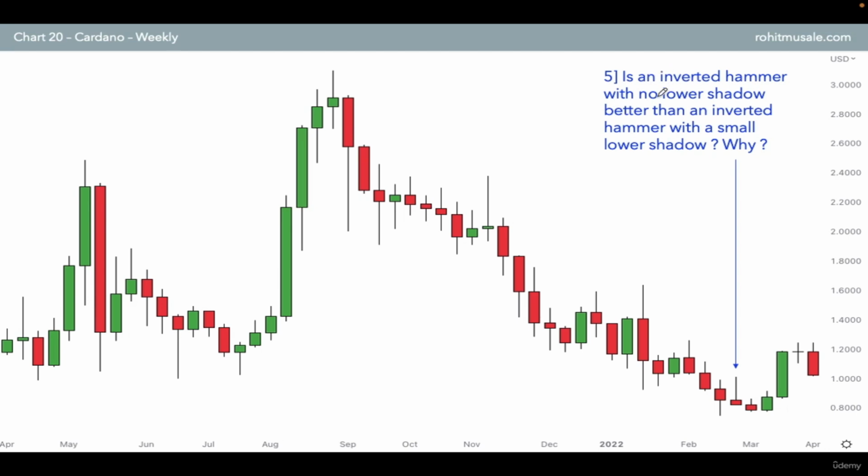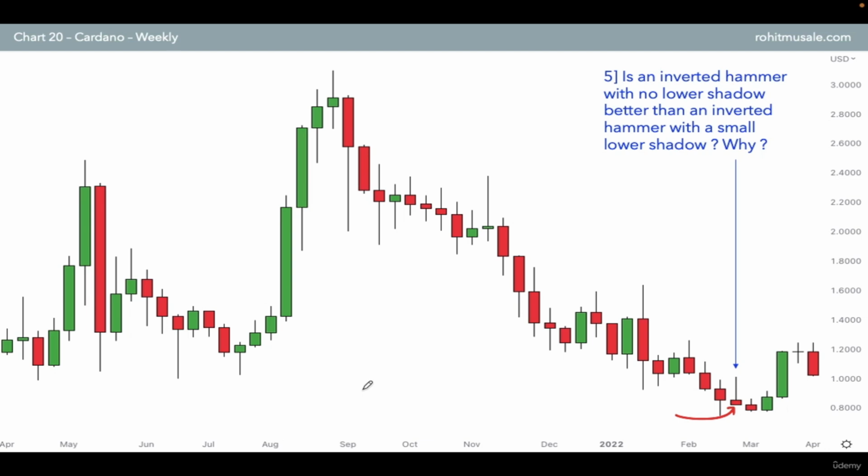Is an inverted hammer with no shadow better than an inverted hammer with a small lower shadow, and why? So you have this inverted hammer, it doesn't have any lower shadow, right? So you might give it more importance. But that's not the case. Don't look at it that way. Since it doesn't have any lower shadow, that means it is a better inverted hammer. That is not the correct way to look at it. You have to look at what happens on the next candle.